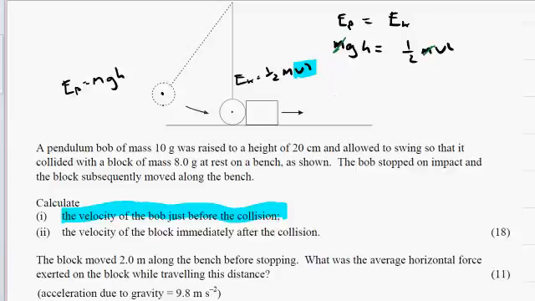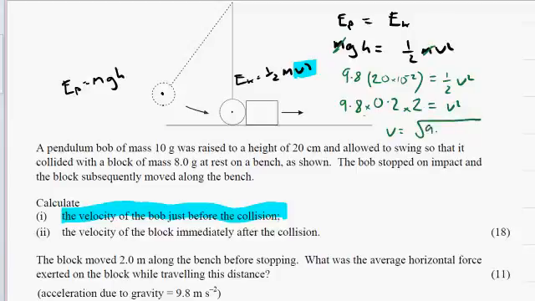Fill in gravity, it's 9.8. We're told the height it's raised to was 20 centimeters. Make sure you use your standard units, so 20 centimeters is 20 times 10 to the minus 2 of a meter, 0.2 of a meter. So we've got 9.8 times 0.2 is equal to half v squared. Multiply both sides by 2 and that is equal to v squared. Our v is equal to the square root of 9.8 times 0.2 times 2.